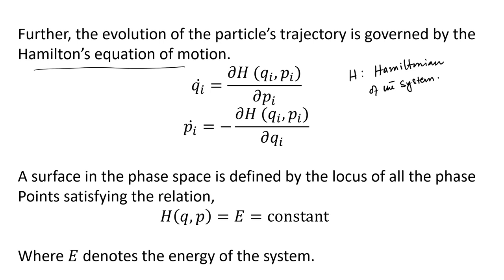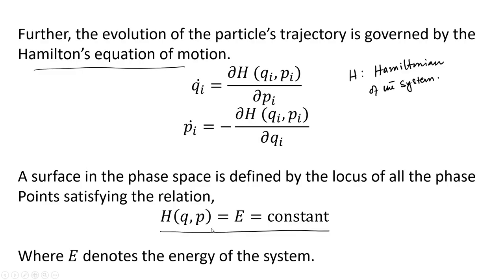Okay. So, a surface in the phase space is defined by the locus of all the phase points that satisfy this relation, that H of q, p, which is the Hamiltonian, a function of the generalized coordinates and generalized momenta, gives you the energy, which is a constant. So, E is the energy of the system. That is the surface in phase space, and it is often called a hypersurface or hypervolume, and so on. So, this is a generalization of volume from the 3 dimensions that we are aware of to much larger dimensions.